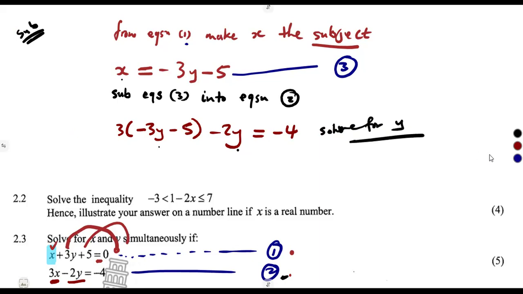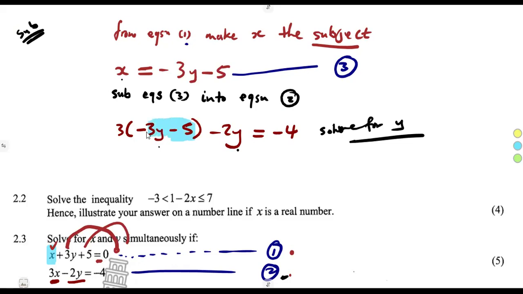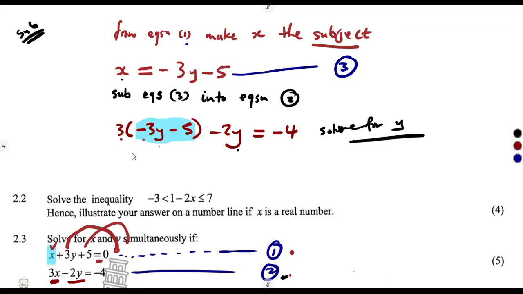How are we going to solve for y? Expansion of brackets, this and that. So the brackets there. Expand your brackets, collect like terms. So that's 3 times negative 3. That was going to be negative 9y. 3 times negative 5, negative 15. We take this part as it is. Negative 2y is equal to negative 4.